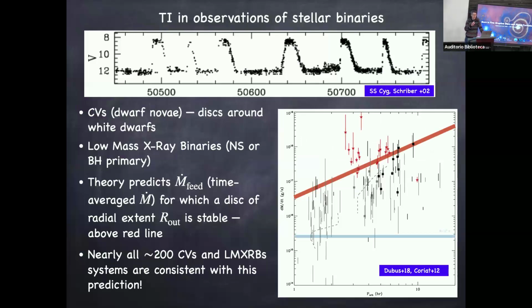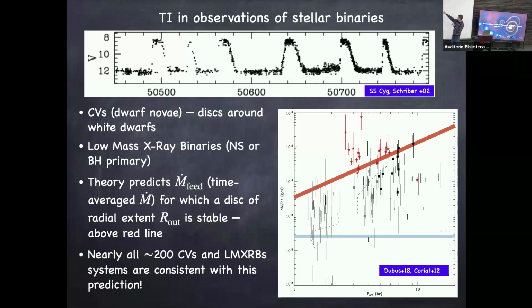So these are disks around white dwarfs, and then we observe outbursts in systems where the primary is a neutron star or a black hole. They're called low mass X-ray binaries. What the people in this field were able to do is deduce the time average accretion rate in these systems, because we have lots of these outbursts, right? And then in these papers, this plot is in particular from Lubow et al. in 2018.